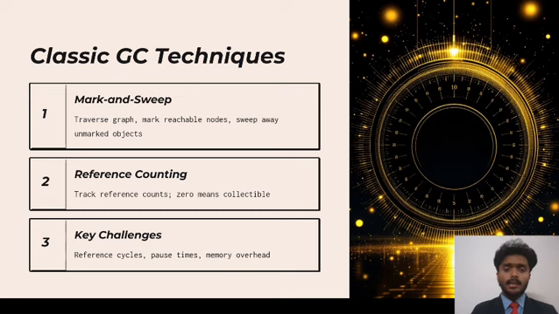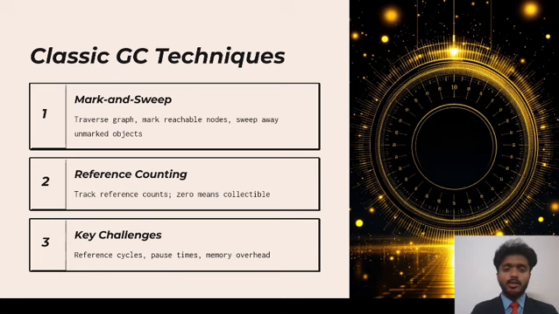There are two classic garbage collection techniques. First one is mark and sweep. The system traverses from the roots, marks reachable nodes, and then sweeps away unmarked ones. Second is reference counting. Each object tracks how many references point to it. If the count becomes zero, it is immediately deleted.